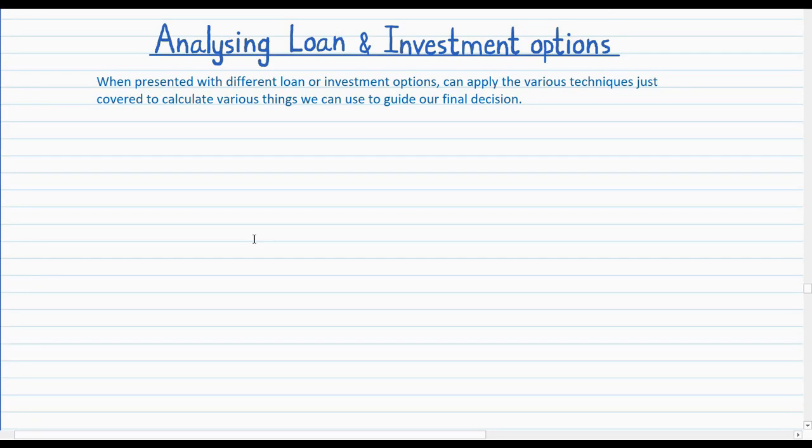When presented with different loan or investment options, we can apply the various techniques we just covered to calculate various things that we can use to guide our final decision. This chapter looks at various such scenarios and gives the thought process involved in making the final choice. For the first example, we'll look at a situation where you're comparing different loan options.